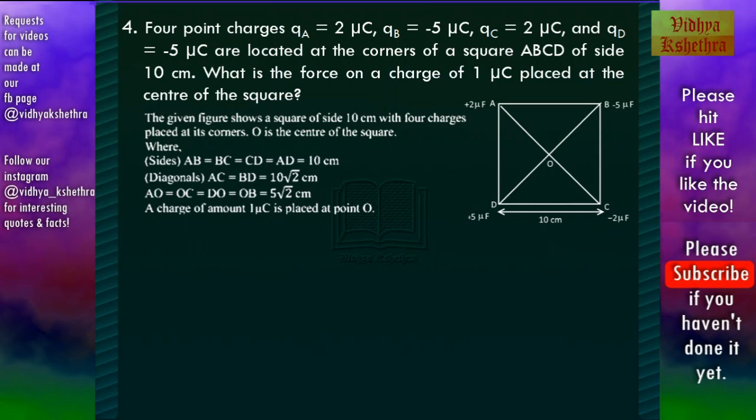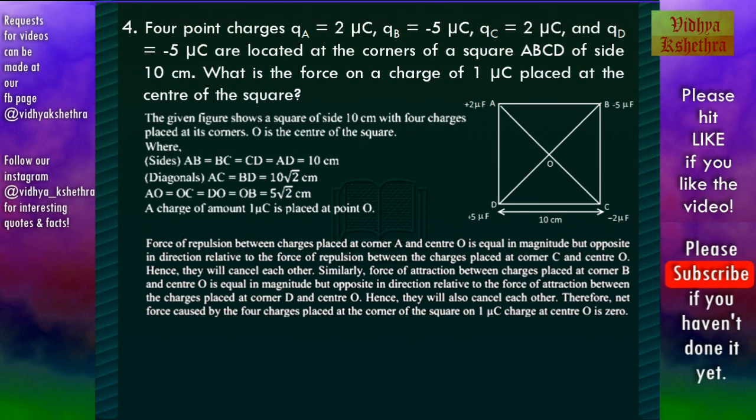A charge of amount 1 microcoulomb is now placed at point O. The force of repulsion between charges placed at corner A and center O is equal in magnitude but opposite in direction relative to the force of repulsion between the charges placed at corner C and center O. Hence, they will cancel each other.